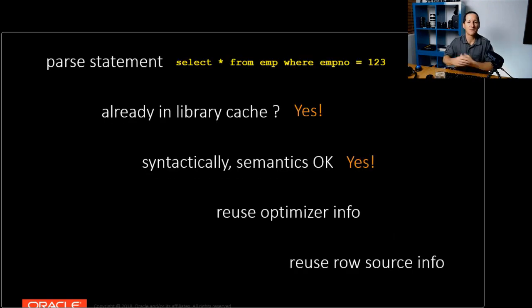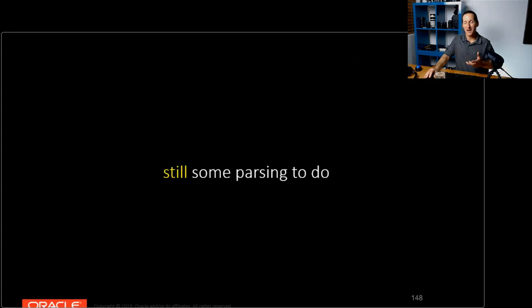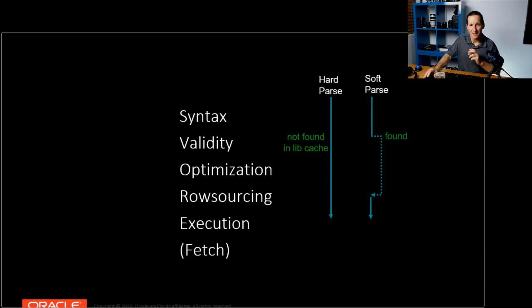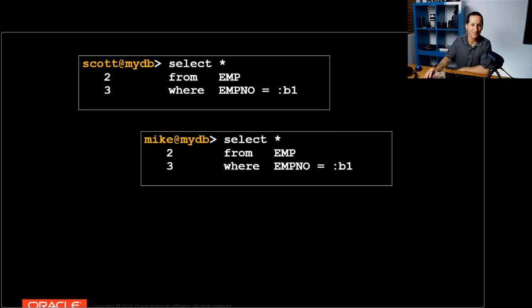While we're talking binding, I said we parse the SQL, we found it in the library cache, and that's cool. We know that syntactically it must be correct, semantically it must be correct. That actually doesn't mean that we can reuse the optimizer info, because just because a SQL has been seen before doesn't mean it's actually the same. We might have some parsing to do, and it's what we call a soft parse. And a soft parse means I can bypass syntax and validity checking, but I can't bypass optimization, row sourcing, and execution. Why might that occur?